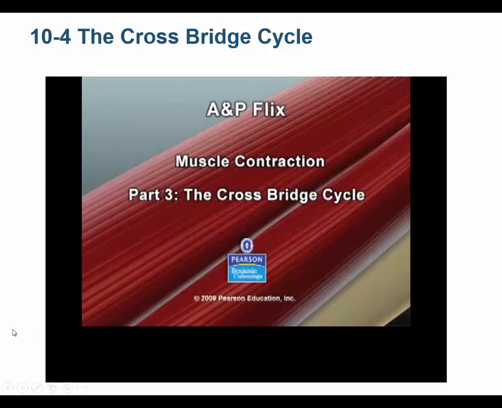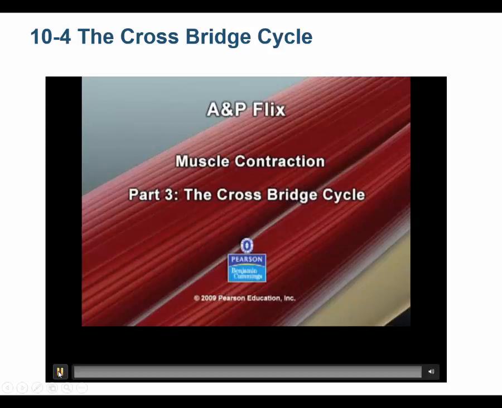And this is the cross-bridge cycle. So this is the cycle of the myosin head binding the myosin head binding site on the actin, swiveling, releasing, binding, swiveling, releasing. Of course, ATP is involved. It requires energy to cock the myosin head, and it requires ATP to release the myosin head from the actin.